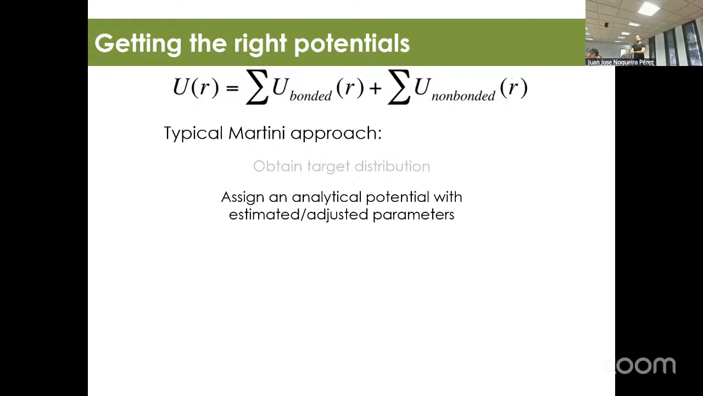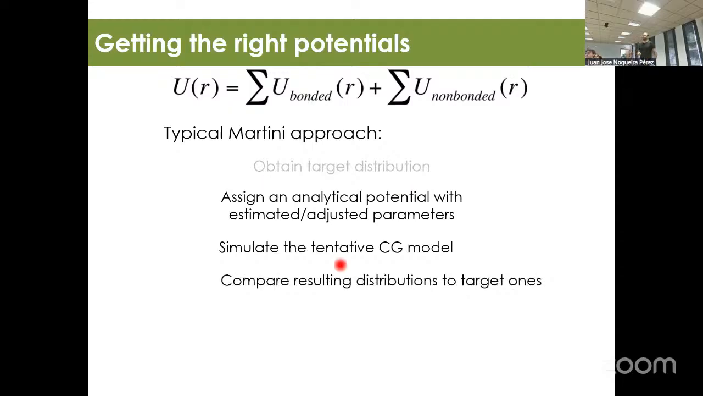Then you assign one of these potentials. Depending on how you're doing this, it can be done more or less automatically. If it's a simple case, you can do it by hand. If it's thousands of molecules, you'll have to find a more streamlined way. Then you simulate that coarse-grained model, compare the resulting bond angle distributions to the target ones, and repeat until you're happy with it.